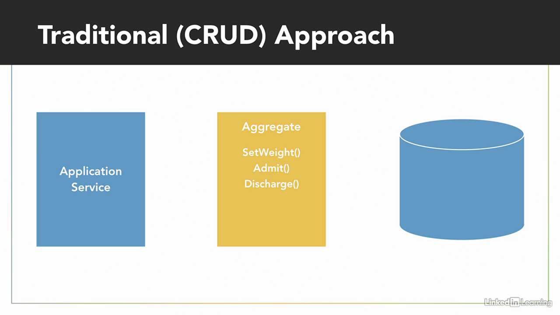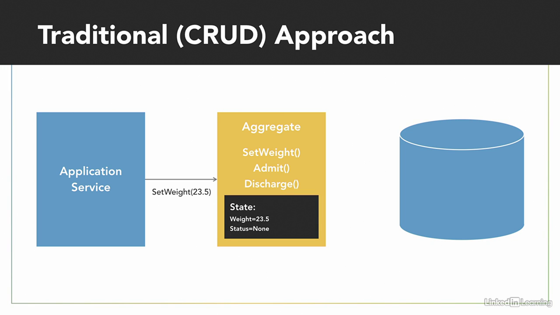The application service invokes the aggregate methods to change its state. For example, we invoke the setWeight method and pass a value in kilograms for the patient, say 23.5 kilograms. The method validates the input and changes the inner state of the object. After that, we commit the state to the database. At this point, the entire state was stored. We could use an ORM or not, although it really doesn't matter.